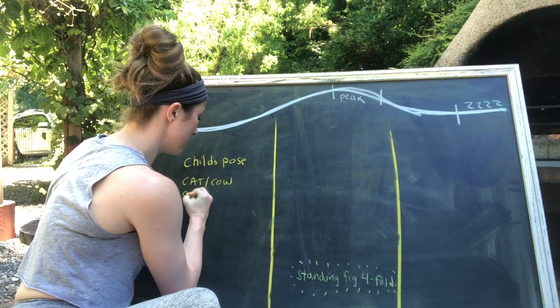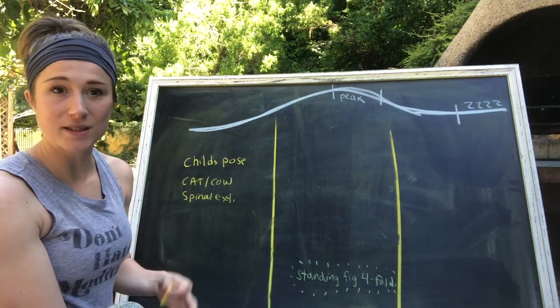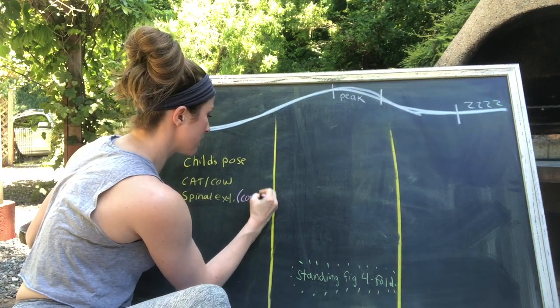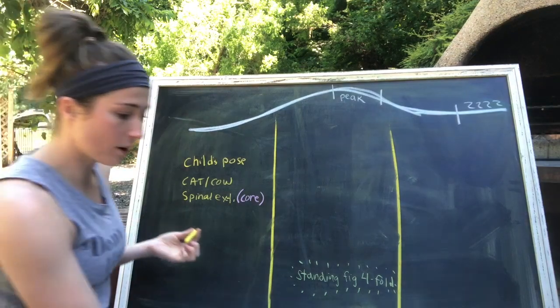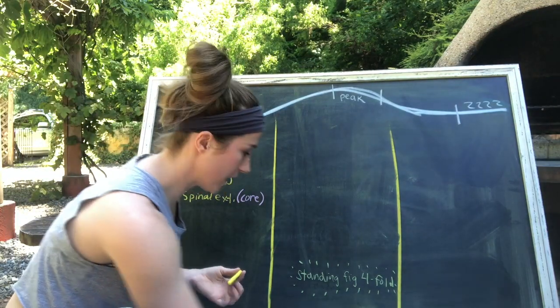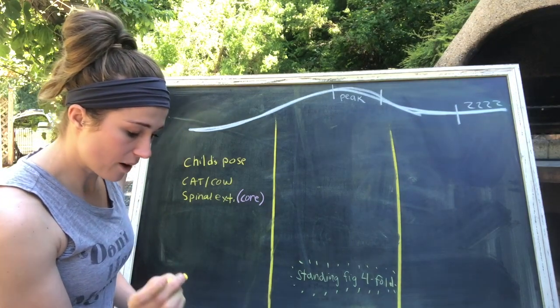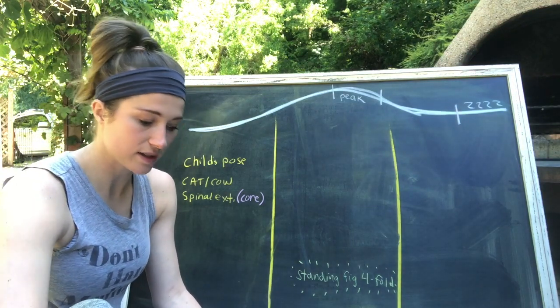So spinal extensions. Core work is not in the 10 steps. It's kind of like add it wherever. So this is going to be just core. That's part of core. That's part of your spine. That's a little bit of a crunch motion. So spinal extensions. From there, you head into sun salutations.